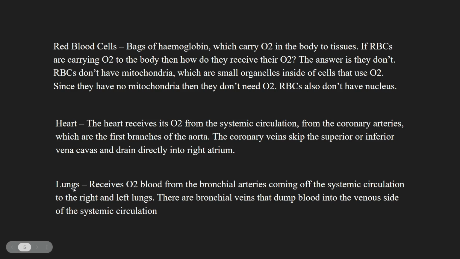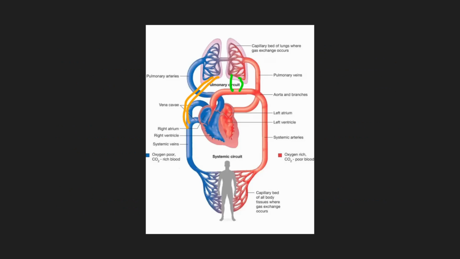And then we have the lungs as well. How do they receive oxygen? And the answer is the lungs receive their oxygen from the bronchial arteries coming off of the systemic circulation to the right and left lungs. And the lungs also have something known as bronchial veins that dump deoxygenated blood into the venous side of the systemic circulation. All right, so I've drawn out the bronchial arteries and the veins here. So in the green, we have our bronchial arteries that supply blood to the lungs. And then we have our bronchial veins over here that are taking the deoxygenated blood back to the venous side of the systemic circulation.